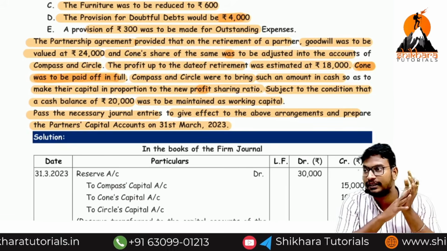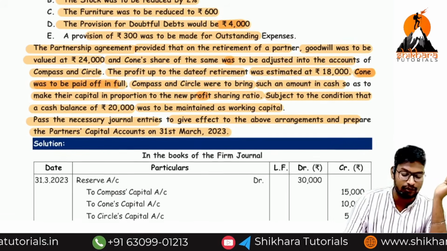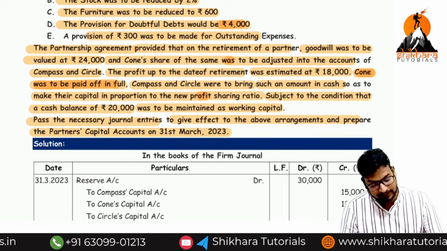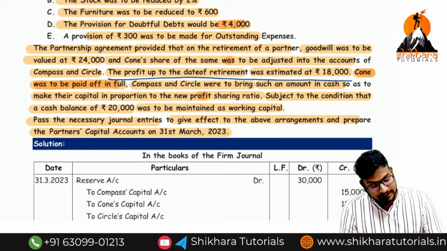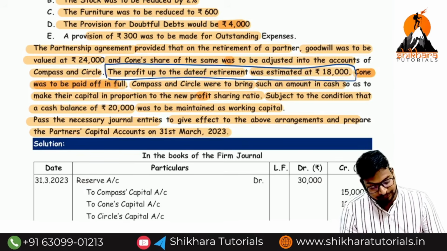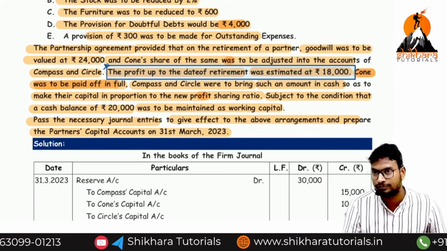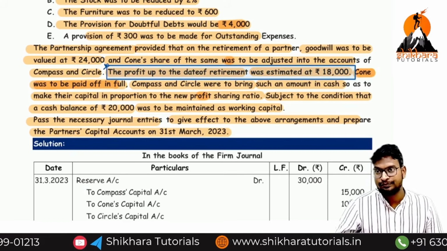Is there any difficulty in this question, sir? No. The only one difficult thing is the profit point. The profit up to the date was how much, Amma? 18,000. To understand this one thing easily, you can go through. Shall we start?